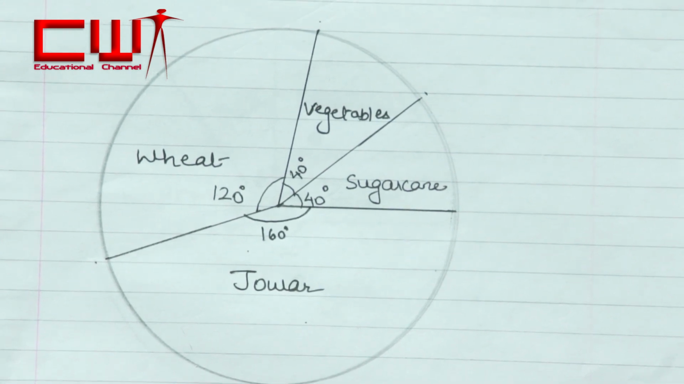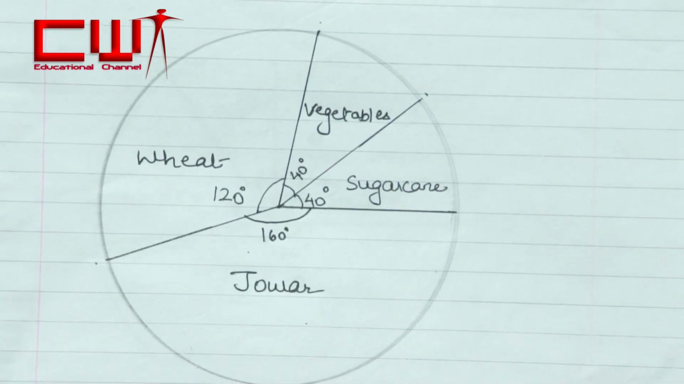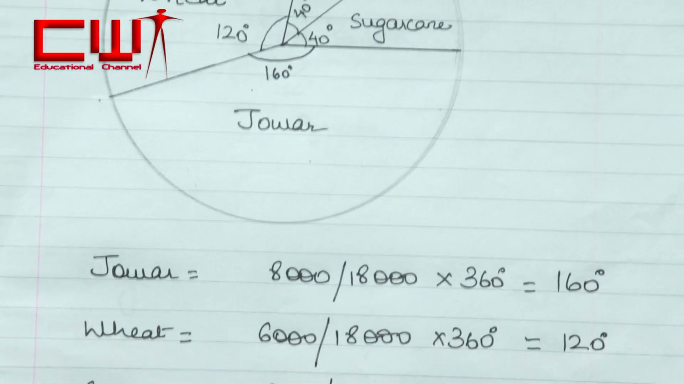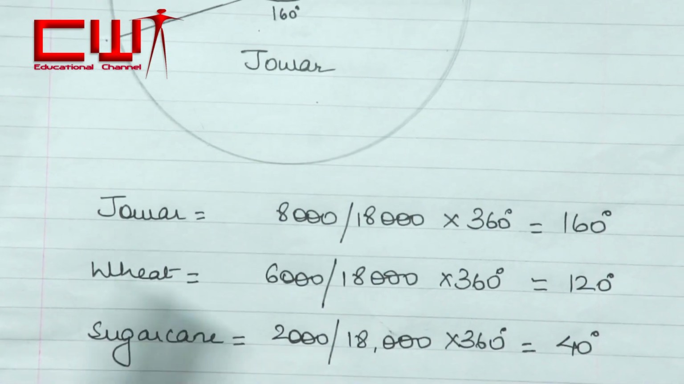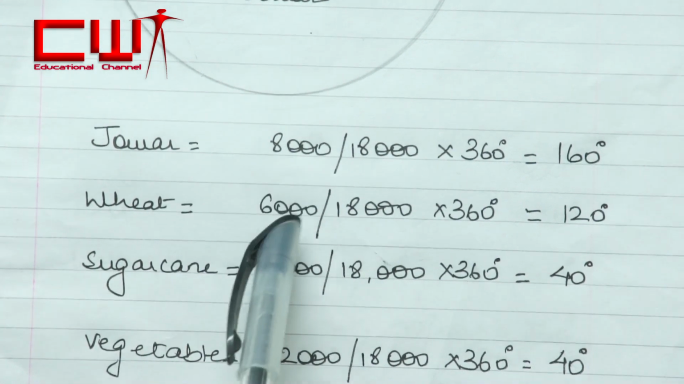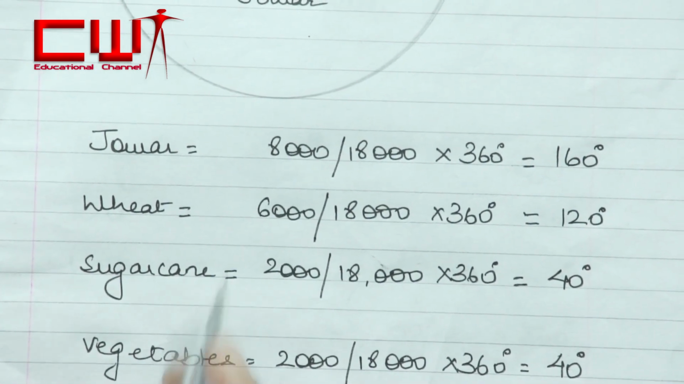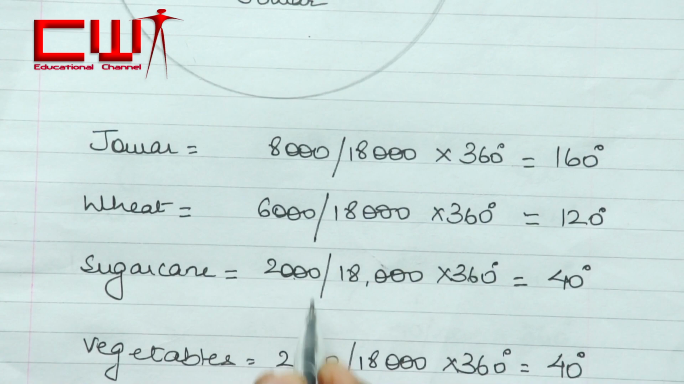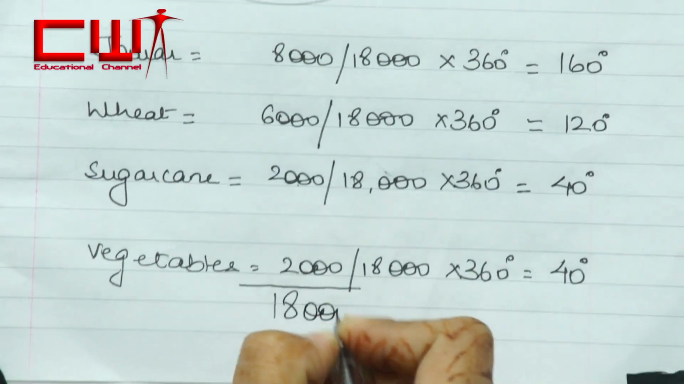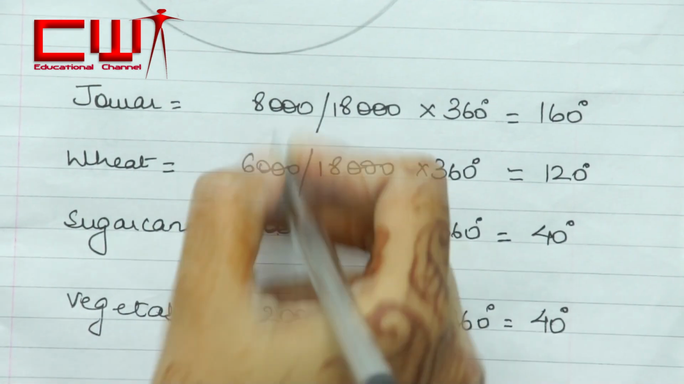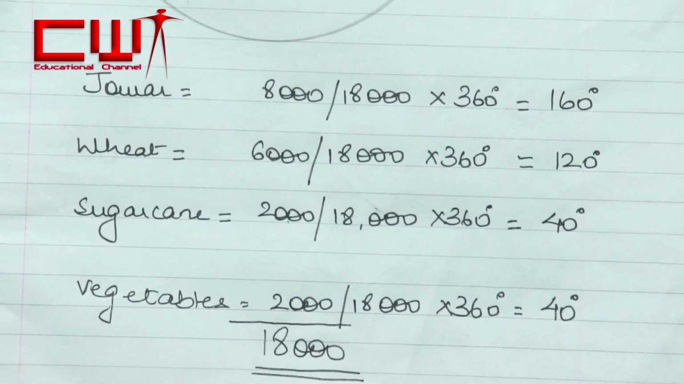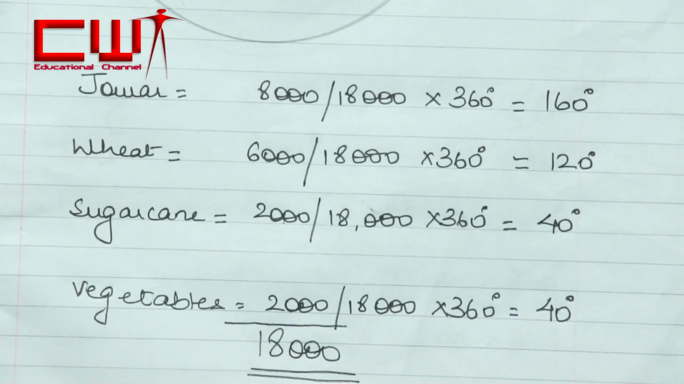Now you see in the question they have given that jowar, the production is 8,000, wheat is 6,000, sugarcane is 2,000, vegetables is also 2,000. That makes 8,000 plus 6,000, 14,000 plus 2,000, that is 16,000, and plus 2,000 again, that will be 18,000. So the production is total 18,000. But we have to represent the whole thing in the form of a pie diagram.